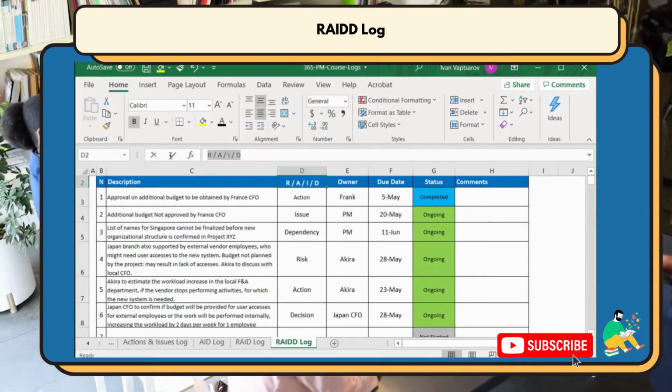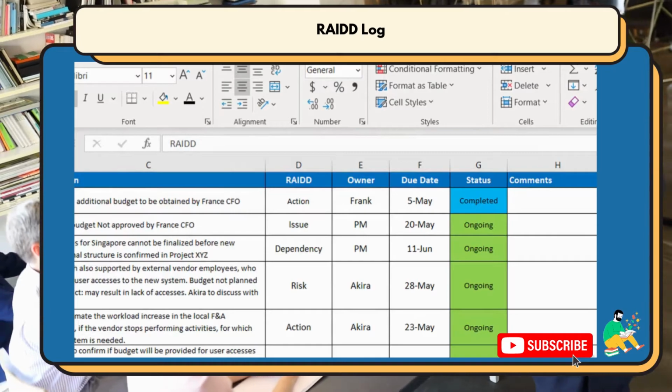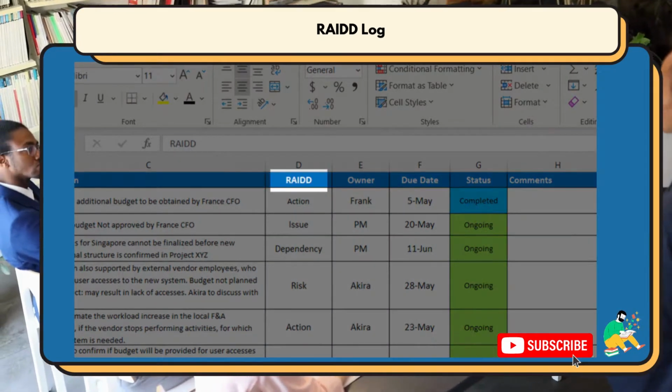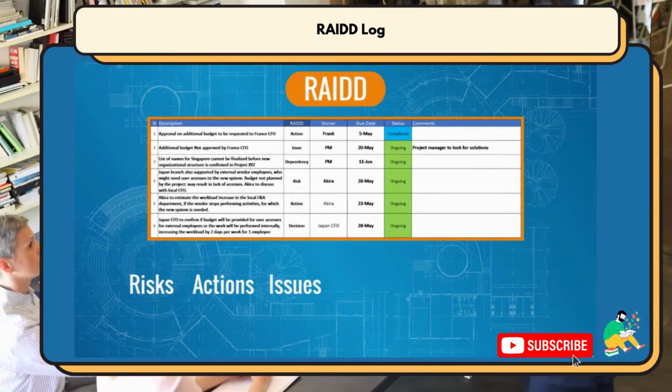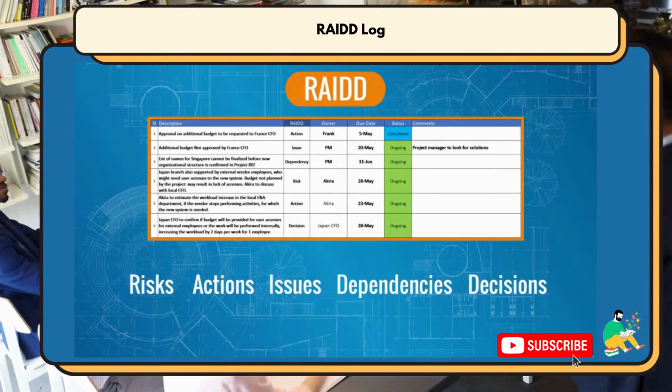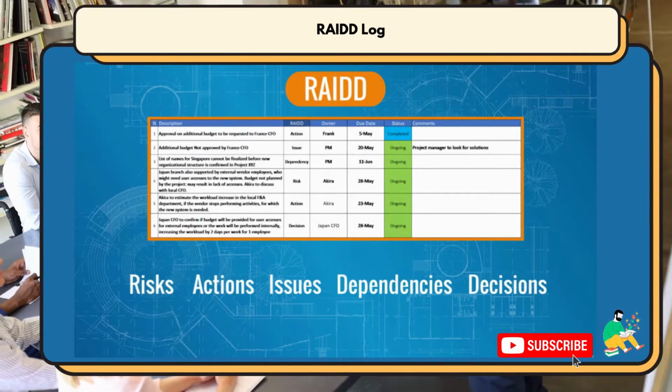A second D is added to the title. And there we have it. This is the so-called RAID log, standing for risks, actions, issues, dependencies, and decisions. A single document capturing this precious project information.